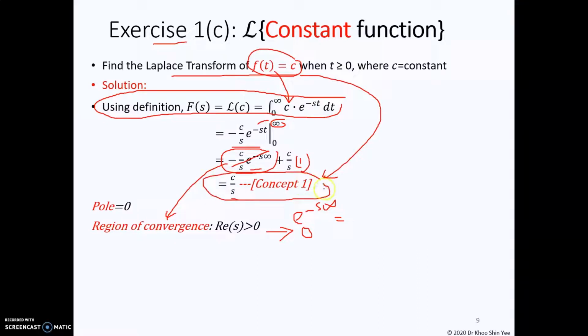So in concept 1, you must know if you have a constant function, let's say you have 5 here, so this is your f(t).